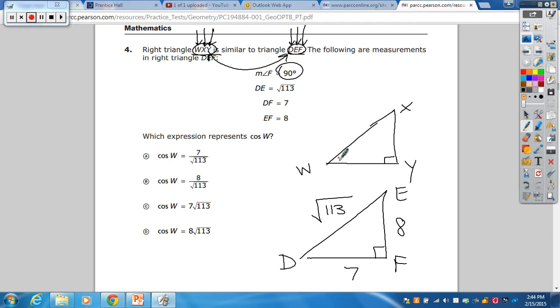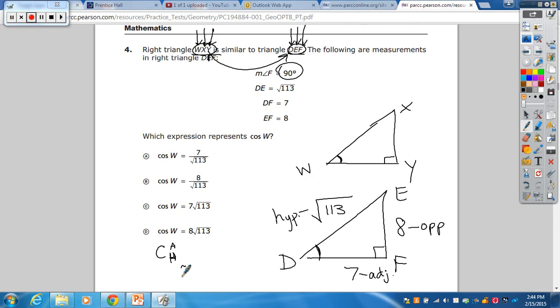But we want to figure out what this angle measurement is right here, which, if you read your similarity statement correctly up here, it's the same as this one down here. So the cosine of W is going to have the same ratio of side lengths that the cosine of angle D will have. If I go down here, I'm first going to look at everything from the perspective of angle D. This side is the opposite side, this side is the adjacent side, and this side is your hypotenuse of the triangle. And so cosine, so SOH CAH TOA, cosine is adjacent over hypotenuse.